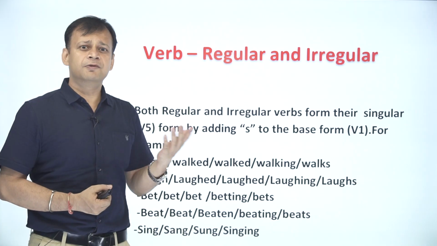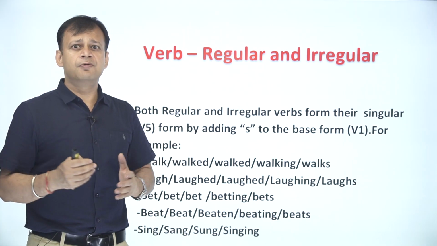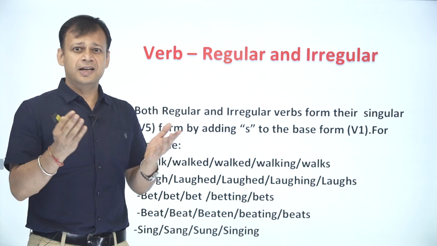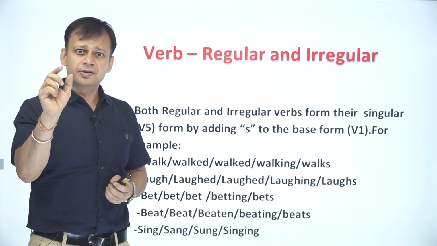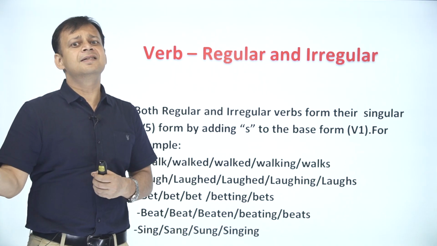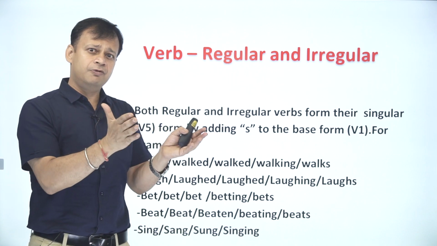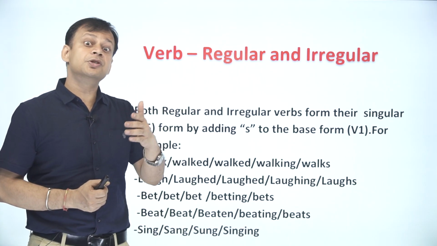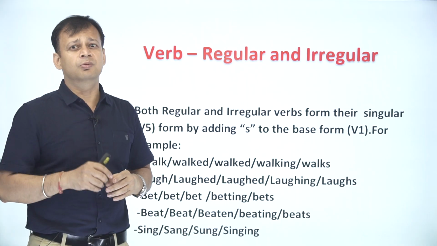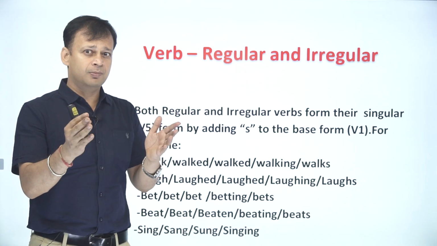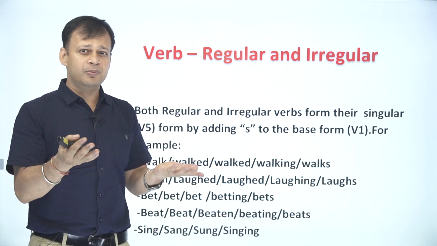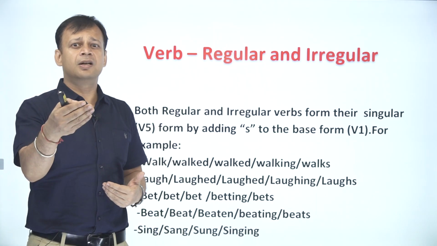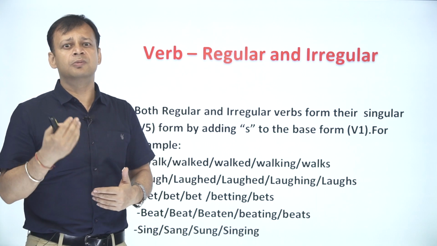Now let us have a look at the fifth form. Both regular and irregular verbs form their singular form, that is the V5 form, by adding s to the base form. Here I must clarify that whenever we add s to the base form of a verb, we always get the singular form. That means the base form V1 is always the plural form of a verb. This rule is contrastingly opposite to a noun. Whenever we add s to a noun, that becomes plural. But in case of a verb or a helping verb, whenever s is there, that becomes singular. If you remember this concept, you will never make mistakes in identifying the singular helping verb or main verb and the plural helping verb or main verb.